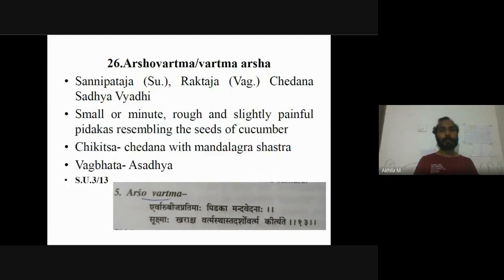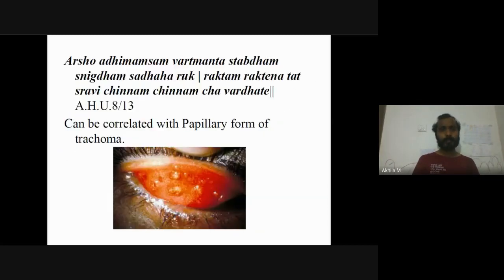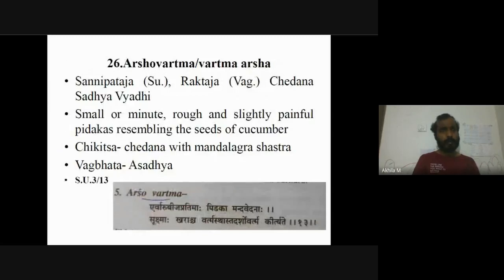Then come to the Arshas Vartma or Vartma Arsha. Acharya Sushruta and Vagbhata also described about Arshas Vartma. Arshas Vartma, that is a Sannipataja Raktaja Chedana Sadhya Vyadhi according to Sushruta. Means Sannipataja Chedana Sadhya Vyadhi according to Sushruta. That is a Raktaja Vyadhi and Asadhya Vyadhi according to Vagbhata. According to Sushruta, that is a Chedana Sadhya Vyadhi; according to Vagbhata, Vartma Arsha is an Asadhya Vyadhi.